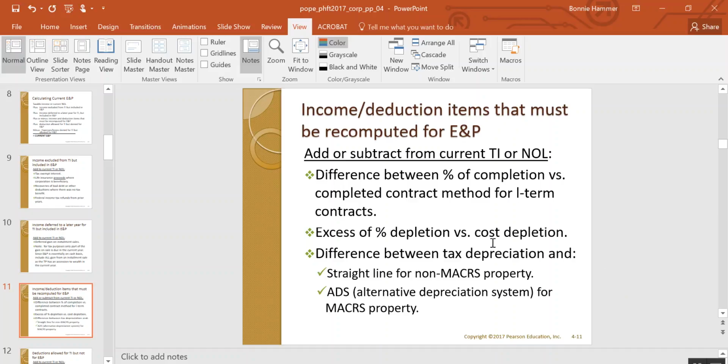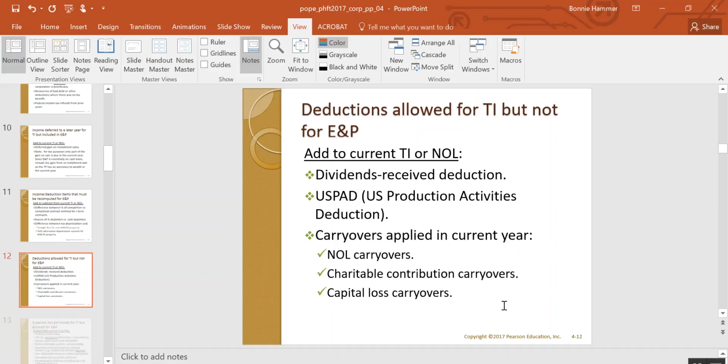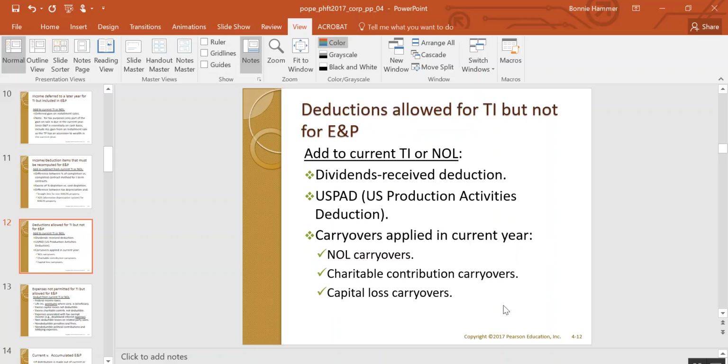And the main one that you're going to see a lot of is the difference between tax depreciation for tax return purposes and tax depreciation for E&P purposes. For E&P purposes, we actually use straight line for non-MACRS property, and then for MACRS property, which is any property put into service after 1986, we use the ADS, or the alternative depreciation system, for depreciating that property. And the list goes on.